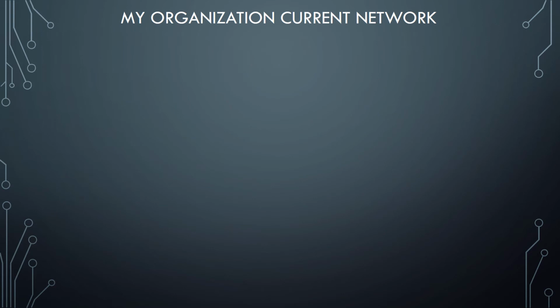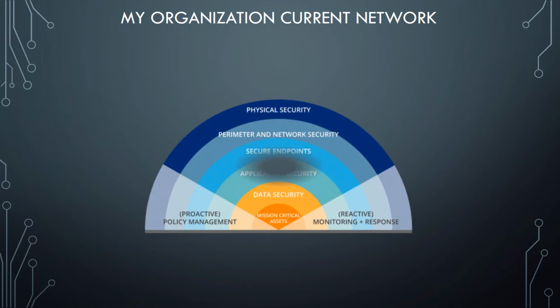Okay, here I'm going to talk about the current status of my organization's network. So we have the mission critical assets, the data security, the application security, the security endpoints, the perimeter and network security, and physical security. So also we have a proactive policy management, we have a reactive monitoring and response.